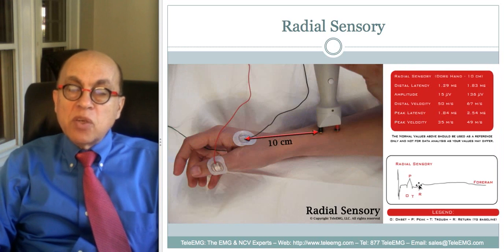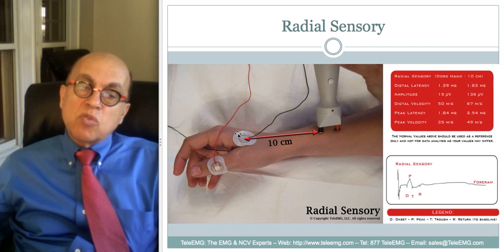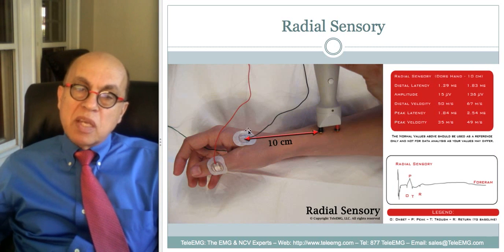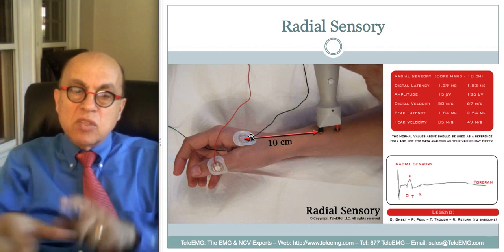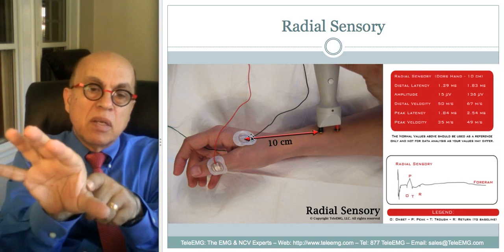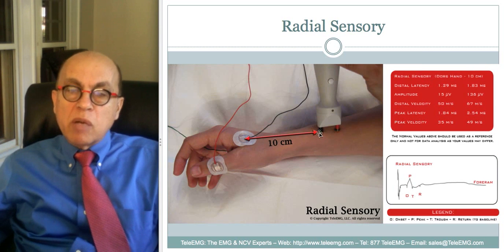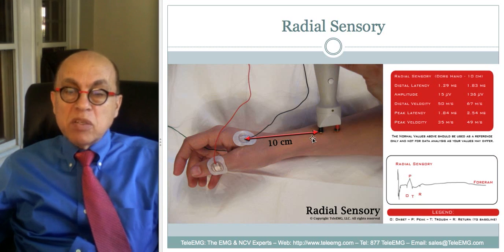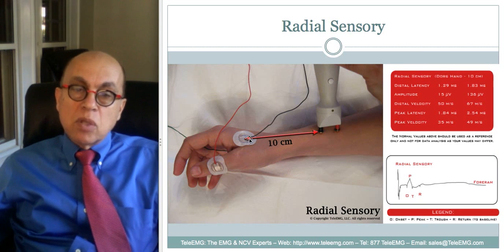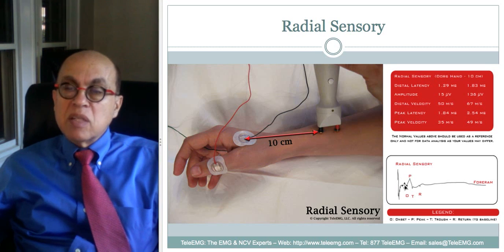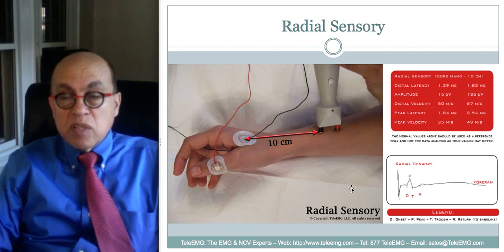Now for the radial nerve, we put the electrode right here between the index and middle finger, in this hole right there, as you can see, and stimulate the nerve over the forearm, over the radius bone at 10 centimeter distance. And so we put the active electrode here, the reference over the thumb, and you can barely see the ground here. And that's the response that we get. And we compare it to normal values. And that's the radial sensory response.